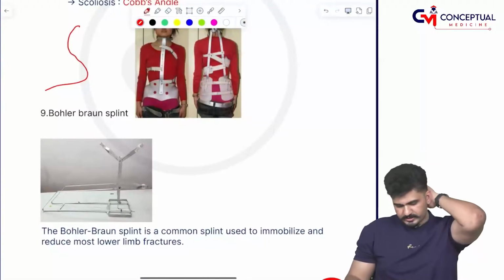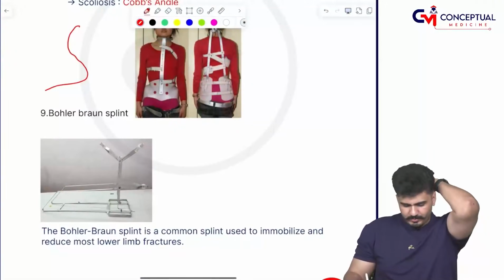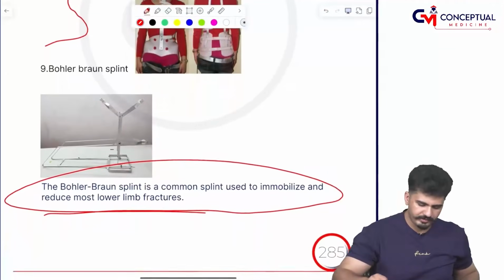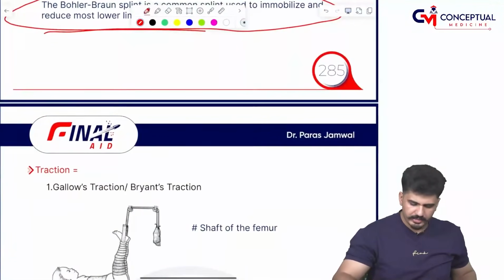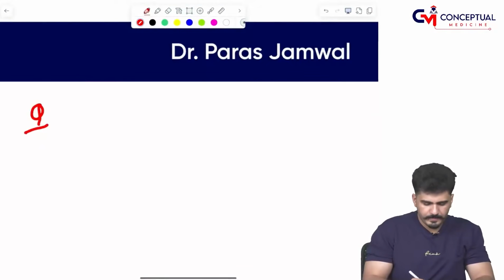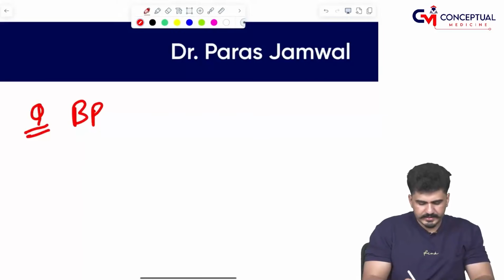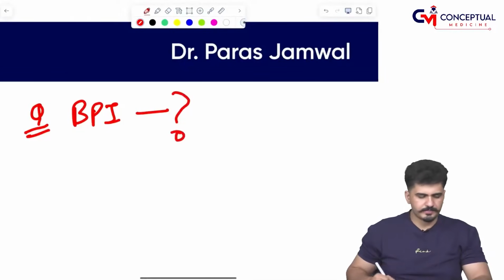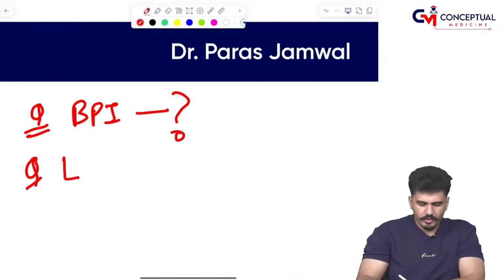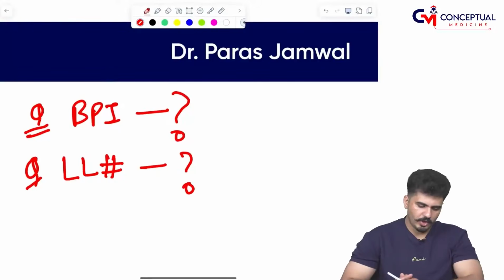Bohler-Braun. Again, this splint is a common splint used to immobilize and reduce the lower limb fracture. For the common lower limb fracture, I'll ask you questions and you will answer me, sir. Question number 1. Brachial plexus injury, which splint is used? Sir, aeroplane splint. Sir, lower limb fractures, the most common splint we are using is Thomas splint.